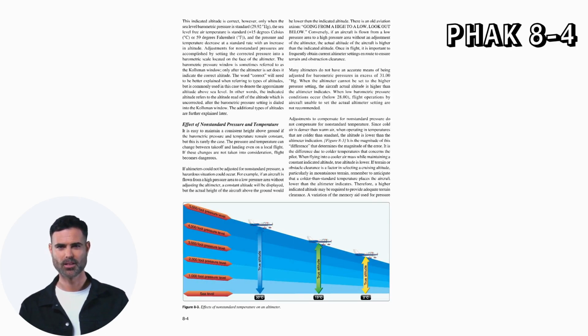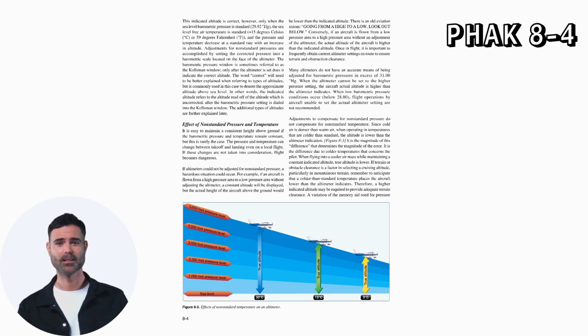This indicated altitude is correct, however, only when the sea level barometric pressure is standard, 29.92 inches of mercury. The sea level free air temperature is standard, positive 15 degrees Celsius or 59 degrees Fahrenheit, and the pressure and temperature decrease at a standard rate with an increase in altitude. Adjustments for non-standard pressures are accomplished by setting the corrected pressure into a barometric scale located on the face of the altimeter. The barometric pressure window is sometimes referred to as the Kollsman window. Only after the altimeter is set does it indicate the correct altitude.